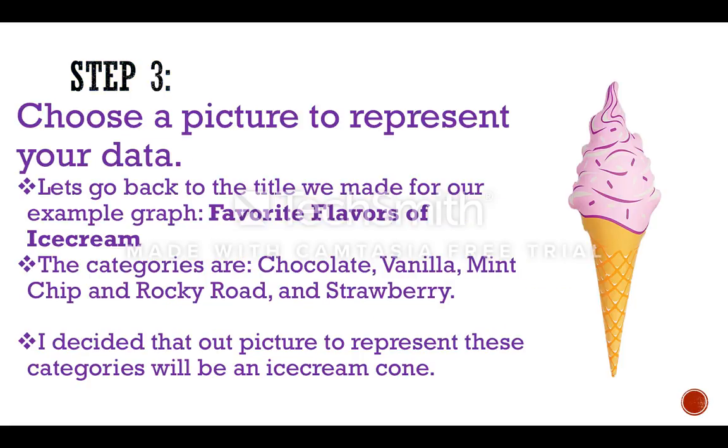Step 3, choose a picture to represent your data. So obviously, you're not going to have an animated ice cream cone if you're coloring it or drawing it, but just make sure it looks as neat as possible and make sure it makes sense to the graph that you made. So let's go back to the title we made for our example graph, which is the favorite flavors of ice cream. I chose the categories chocolate, vanilla, mint chip, rocky road, and strawberry.